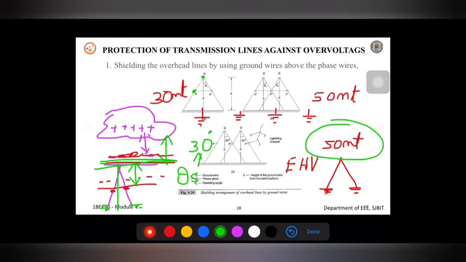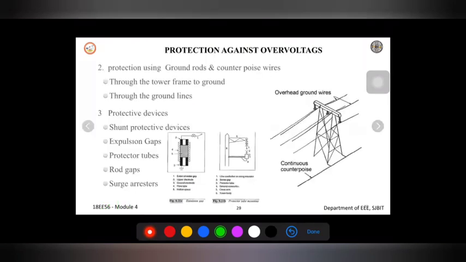So these three parameters will be considered while designing this kind of high voltage, extra high voltage transmission line, where the lightning strokes are more in that area. So that parameter will be taken care of, and they will do the design so that I can protect my transmission line even with a normal ground wire or a shielding by the ground wire. So this is the first one.